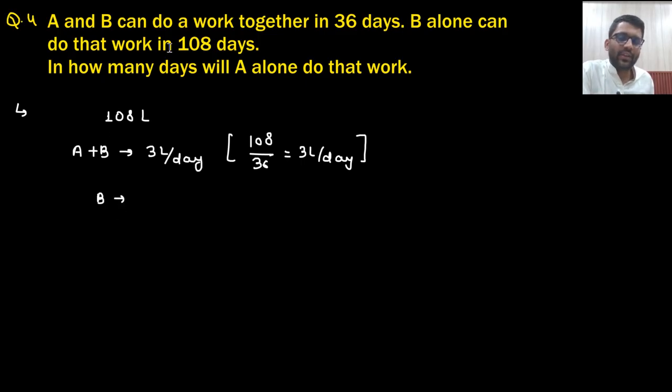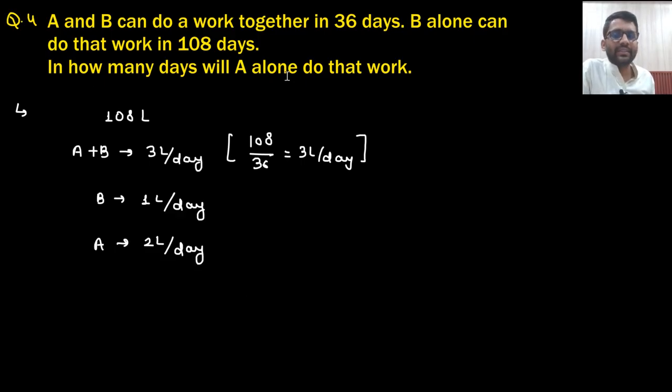And to eat 108 laddu, B takes 108 days. That means B is eating 1 laddu per day. So if A and B combined are eating 3 laddu per day, that means A is eating 2 laddu per day.